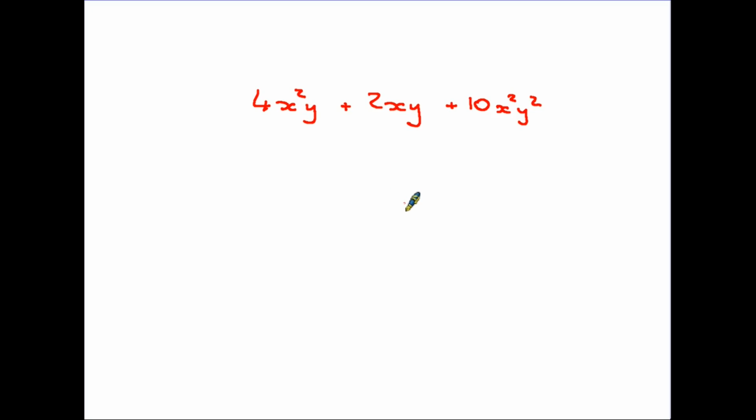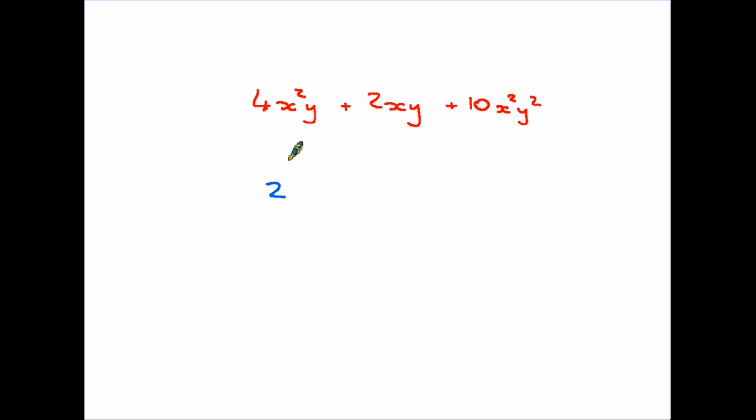Finally, let's look at a more complicated one. This time we have 3 terms: 4x squared y, 2xy, and 10x squared y squared. Therefore, when we are factorising, we have to make sure that everything that we take out of the brackets has to be common to all 3 terms. So we start with the numbers. Well, there is certainly a number in each term, a 4, a 2, and a 10. Therefore, we need to look for the highest common factor of 4, 2, and 10. Again, you can write them out to one side if you need to. In fact, the highest common factor is the 2.